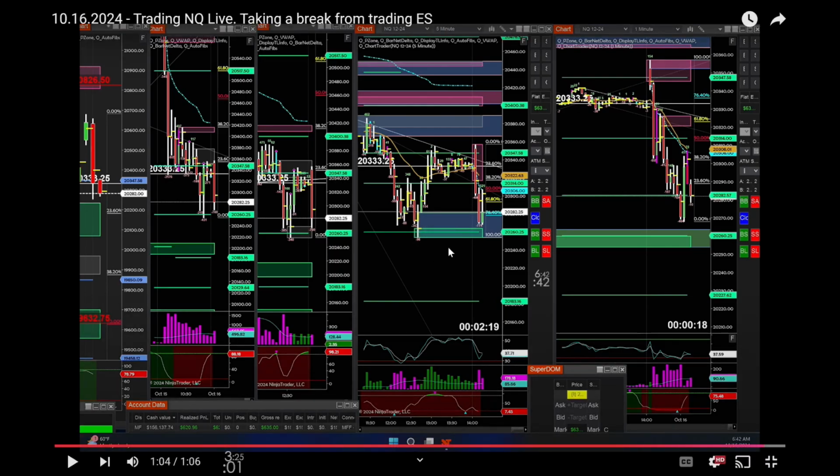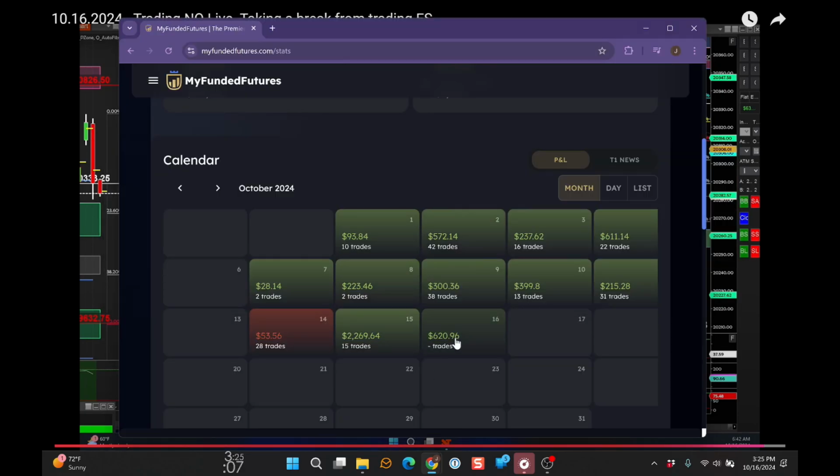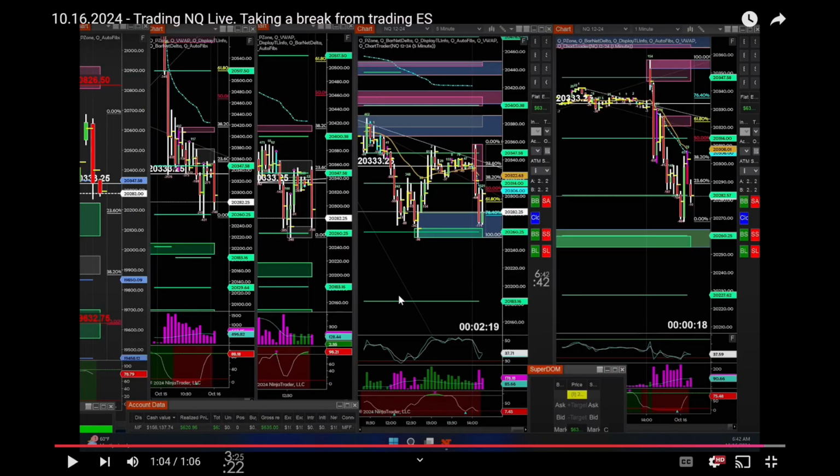All right, so again, I was trading my funded futures account here, and as you can see here, 620. So this account has been trading the NQ, and it's been very profitable so far. So that was my day for today, October 16, 2024. Thanks for watching, and I'll see you guys tomorrow.